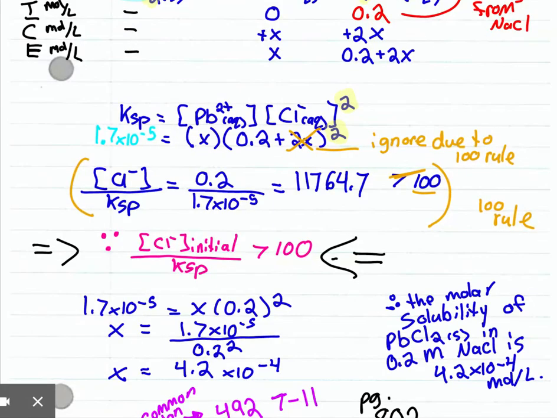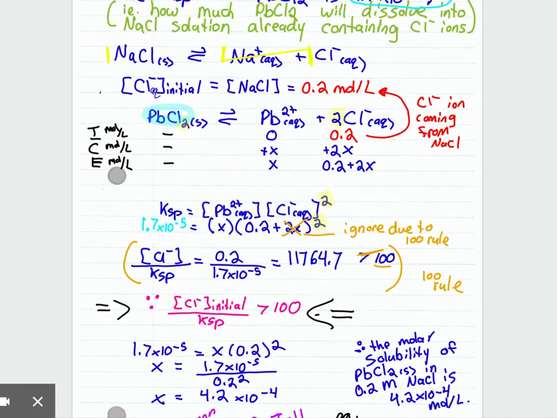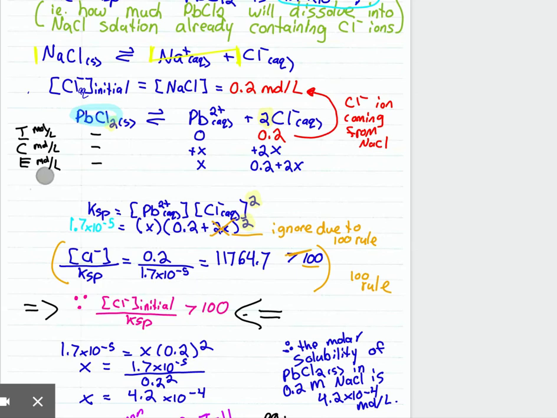Okay, so that is the last type of Ksp problem we're going to look at. The biggest thing with the common ion is that now you are using an ice table that has some existing chloride ion for the initial concentration. So this is the new piece. It's constant. This concentration is coming from the existing solution we are adding our solid into.